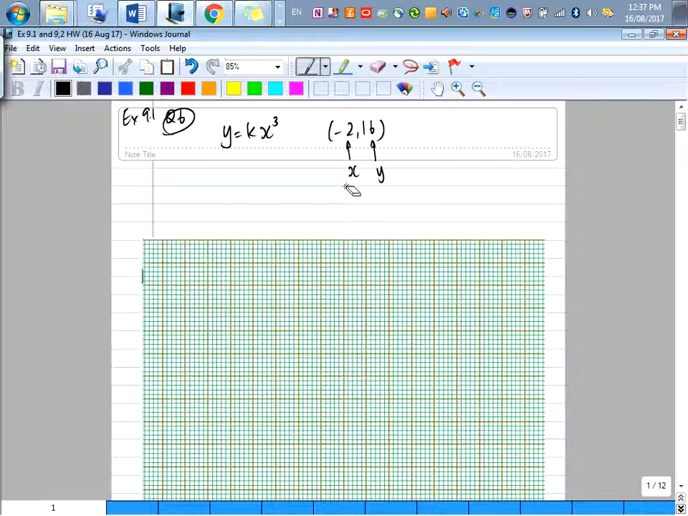Okay, then let's see what we get. 16 equals k times -2 cubed. Solve for k and it will be 16 divided by -8 equals -2. So now I have my value for k. Then the next part of the question is to draw the graph from -2 to 2 for x.